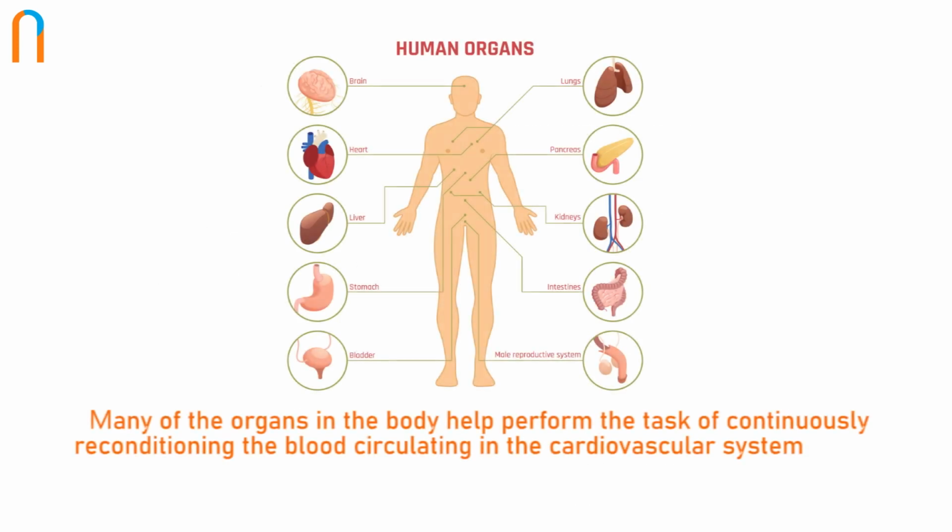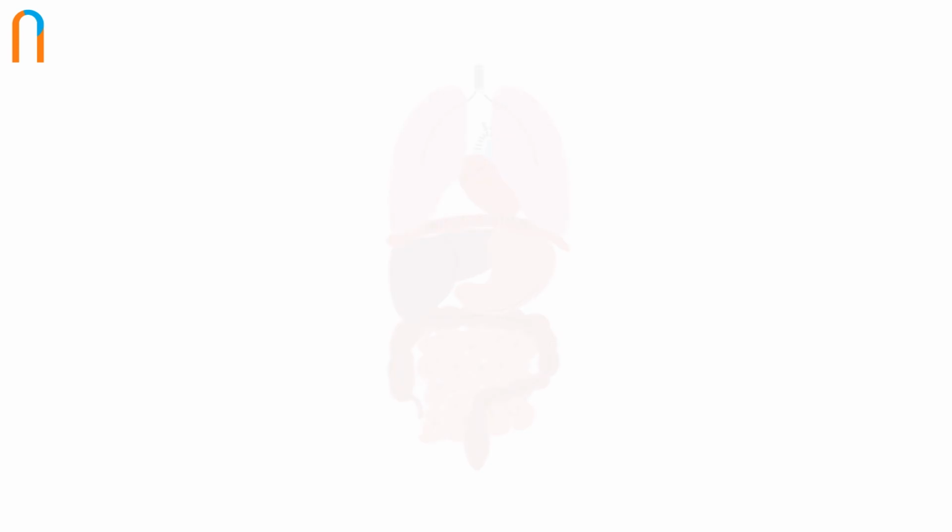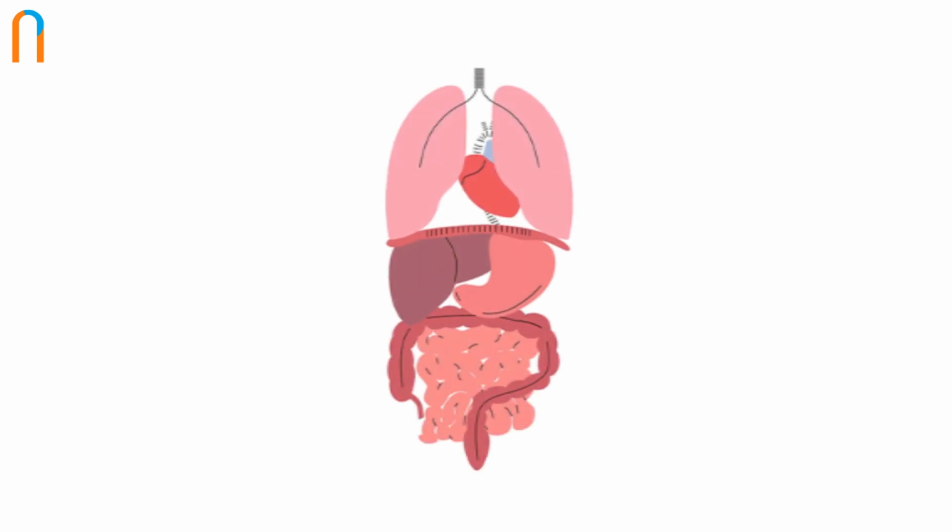Many of the organs in the body help perform the task of continuously reconditioning the blood circulating in the cardiovascular system. Organs that communicate with the external environment, such as the lungs, play key roles. Like the lungs, many of the systemic organs will also serve to recondition the composition of blood, while the flow circuitry precludes their doing so each time the blood completes one circuit.